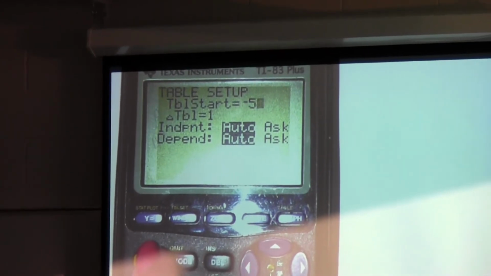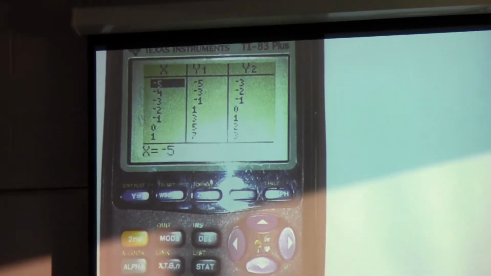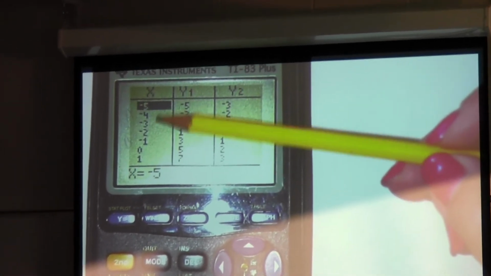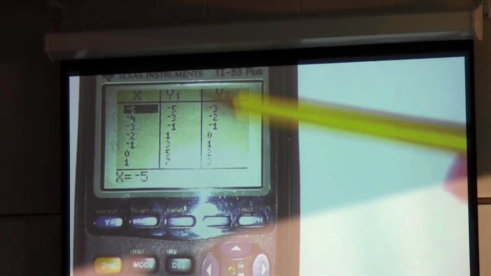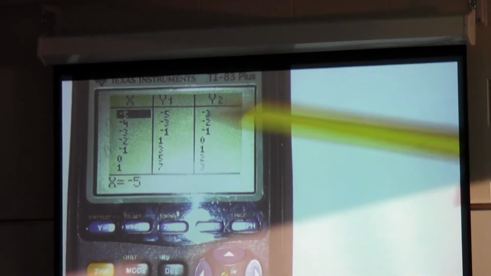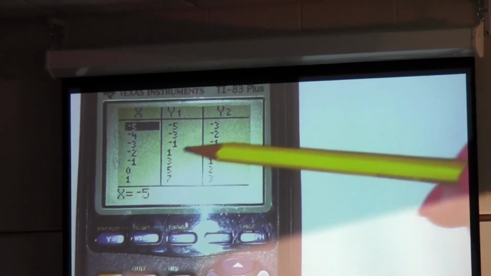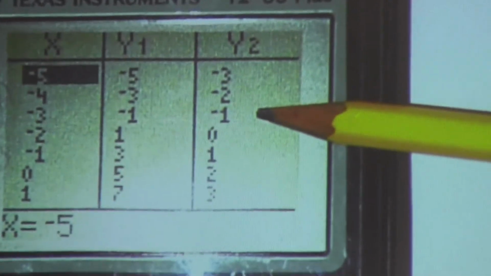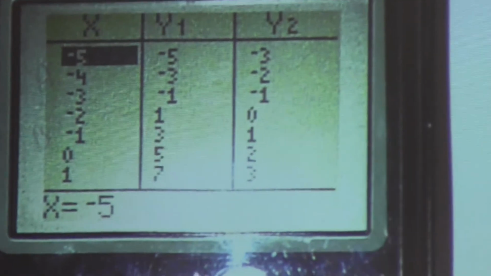Now when we go back to second graph to get our table, you can see that we're starting at our nice -5. So we have -5, -4, -3. These are all our input values. And we're looking for a place where both of the y answers are exactly the same. So you can see that when we had an input value of -3, both of our y answers were -1. So the point where those lines would intersect would be the point -3, -1.